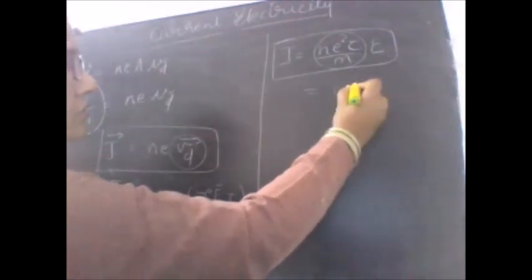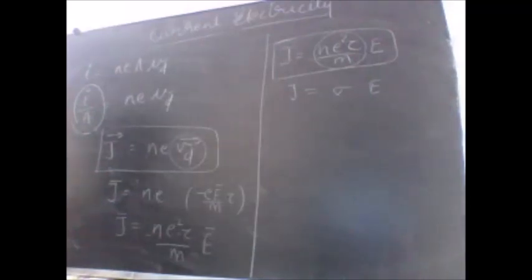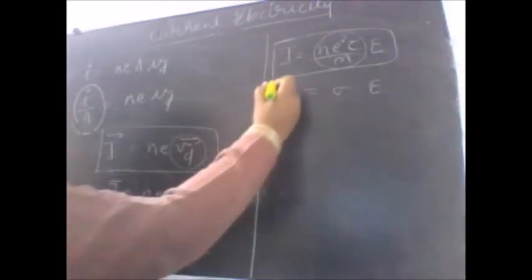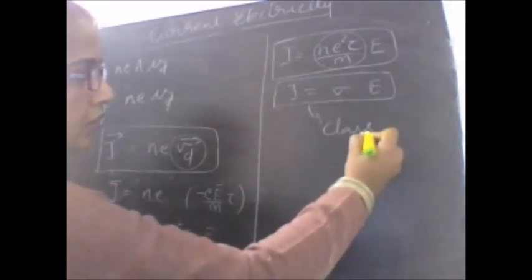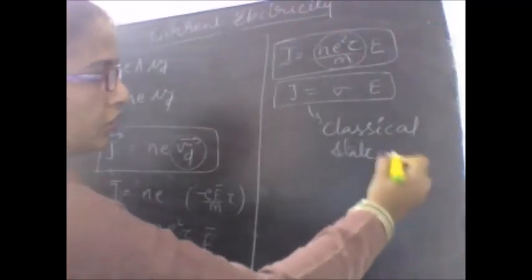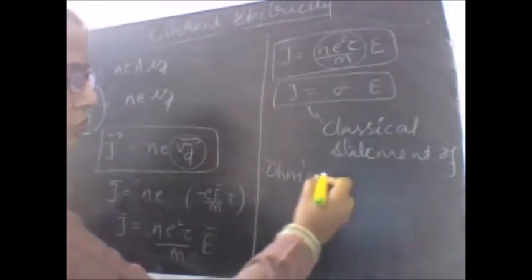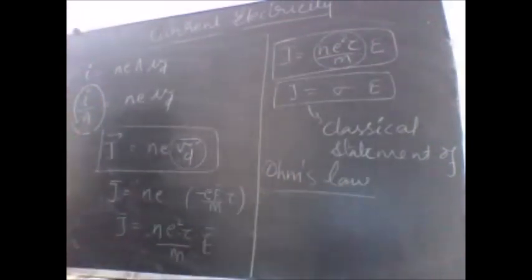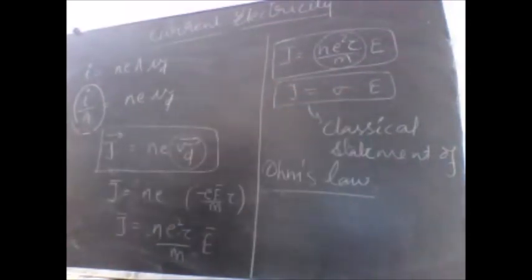This term is written as sigma. J is equal to sigma E. This is known as the classical statement of what? Of Ohm's law. This is known as a classical statement of Ohm's law. J is equal to sigma E. J is the current density, E is the electric field.